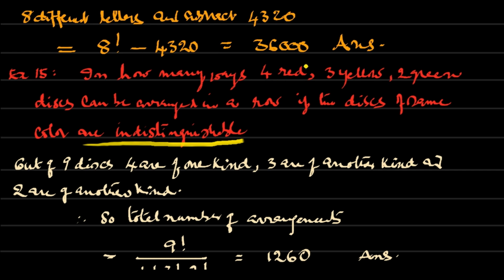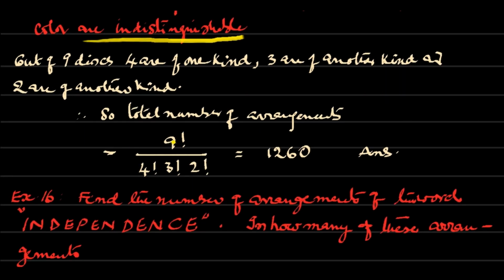So we have got 4 plus 3 plus 2, how many? 9. So factorial 9 by repetitions, no? According to theorem number 3, we are putting this under the denominator. 1260 is the answer.